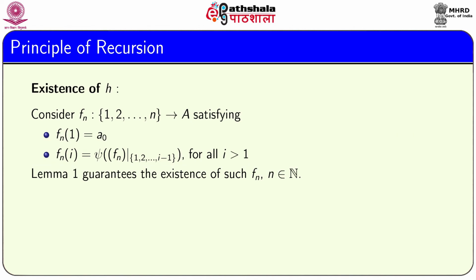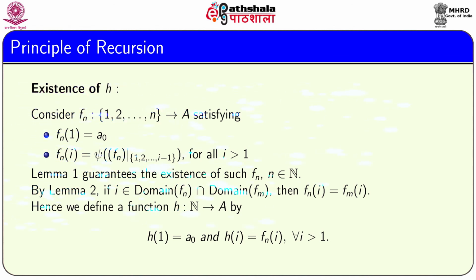First we prove the existence of such h. Let us consider f_n from {1, ..., n}, the initial segment of the natural numbers, to A, satisfying the conditions that f_n(1) is equal to a0 and f_n(i) is equal to psi of f_n restricted to {1, ..., i minus 1} for all i greater than 1. Then the first lemma guarantees the existence of such functions f_n for each n belonging to N, and by the second lemma, if i is in the intersection of the domains of f_n and f_m, then f_n(i) should be equal to f_m(i). Hence, we have a function h from N to A given by h(1) is equal to a0 and h(i) is equal to f_n(i) for all i greater than 1.